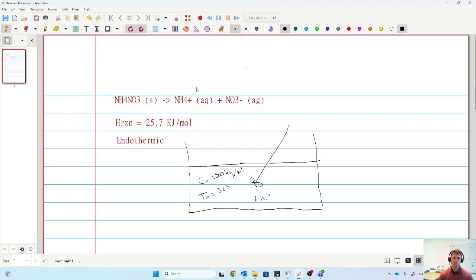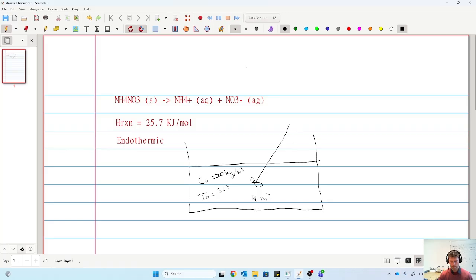This dissolving of the ammonium nitrate actually absorbs some energy from the solution, and we call this enthalpy the enthalpy of the solution. We could also, in this case, call it enthalpy of reaction. It will do the same thing in our math and in our coding that we will get to in a moment. When we have a reaction that absorbs energy, we call it an endothermic reaction.